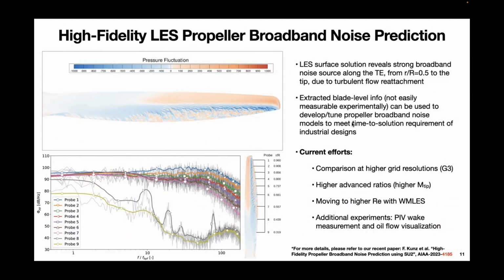In our current efforts, we are analyzing the results from the finest grid, G3. We're now looking at simulations at much higher advance ratios. This will push the tip Mach number much higher, and from there we want to investigate the effect of the volume noise source term. I should point out that the acoustic prediction is based on the solid surface Ffowcs Williams-Hawkings, which ignores the volume source term so far.